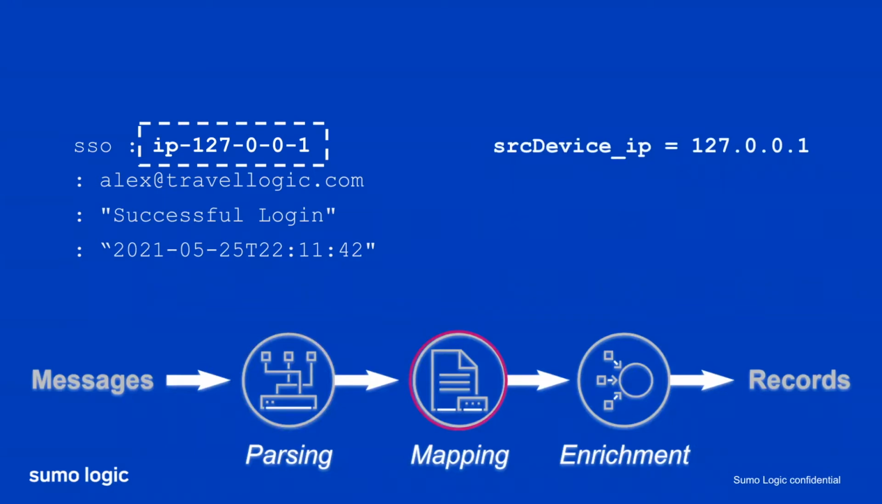So instead of having IP-127-0-0-1, the parsing step is going to extract the IP address into a key value pair where the key is source device IP, and the value is 127.0.0.1, and those hyphens have now been normalized to dots. And this information is mapped onto the CloudSIM schema. Finally, the record is going to be enriched with information from match lists or threat intelligence databases, such as its threat level. Those normalized records are then going to be sent down the CloudSIM pipeline and compared to rules.